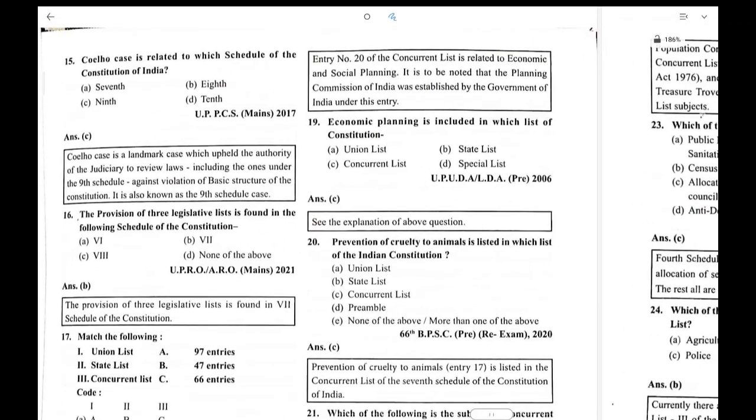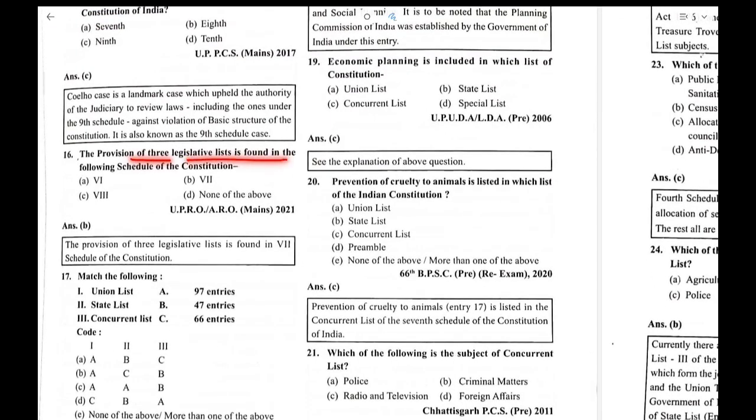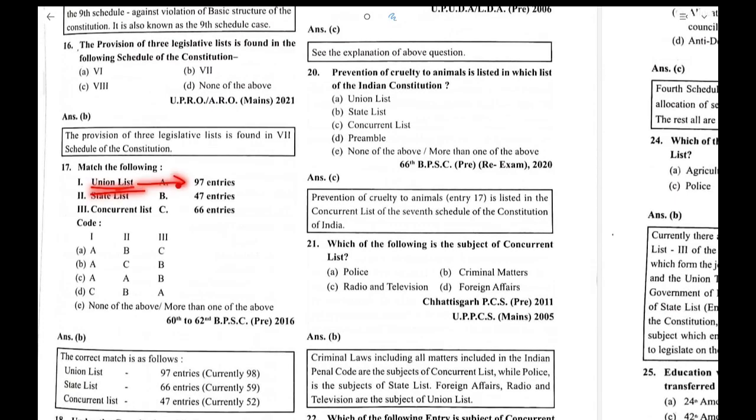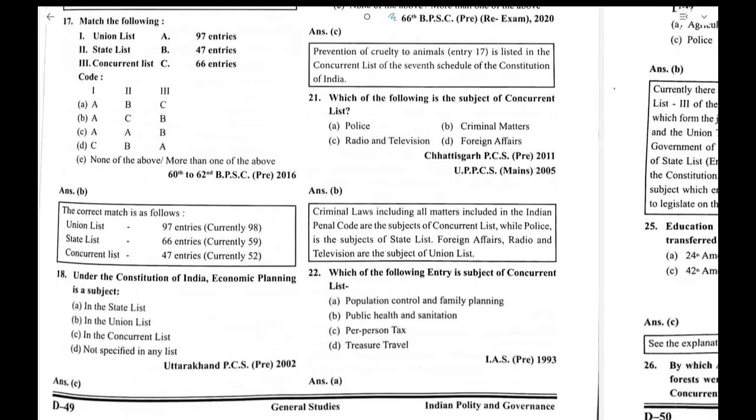Next is Coelho case is related to which schedule? It is related to 9th schedule. Provision of the 3 legislative lists found in schedule 7. Union list में there are 97 entries, state list में there are 66 entries and concurrent list में 47 entries. B is the correct answer.